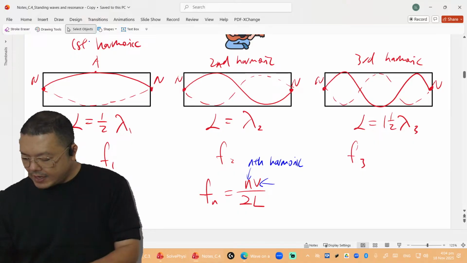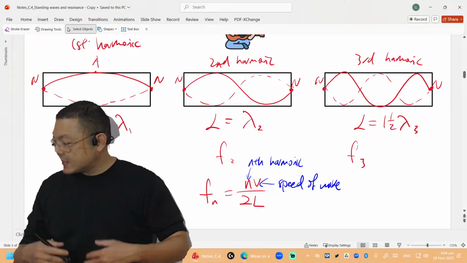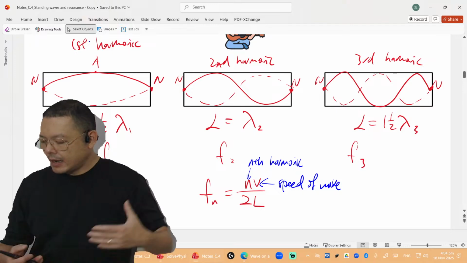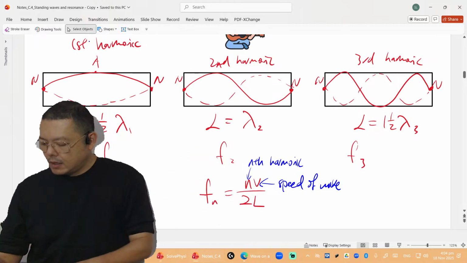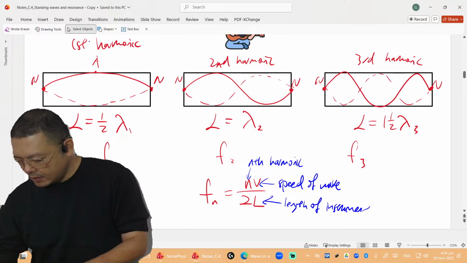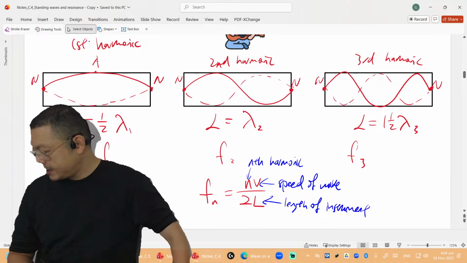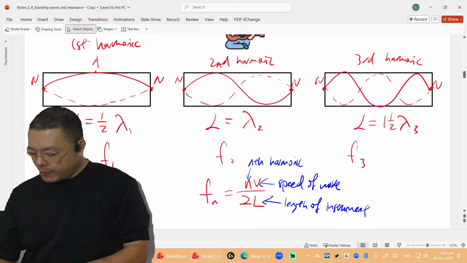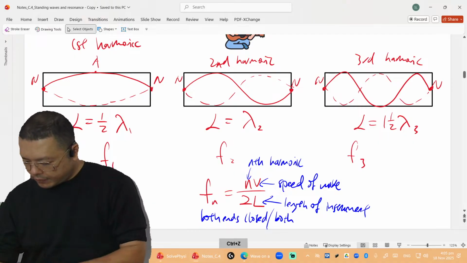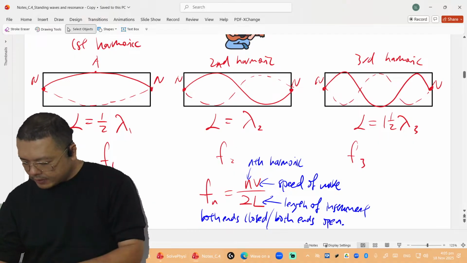Okay, V here is the speed of the wave. If it's a string wave, we might not know the speed unless they tell us, right? But otherwise, we need to use the speed. And L will be the length of the instrument, be it a string or an air pipe. So this is the general formula for both ends open, both ends closed.